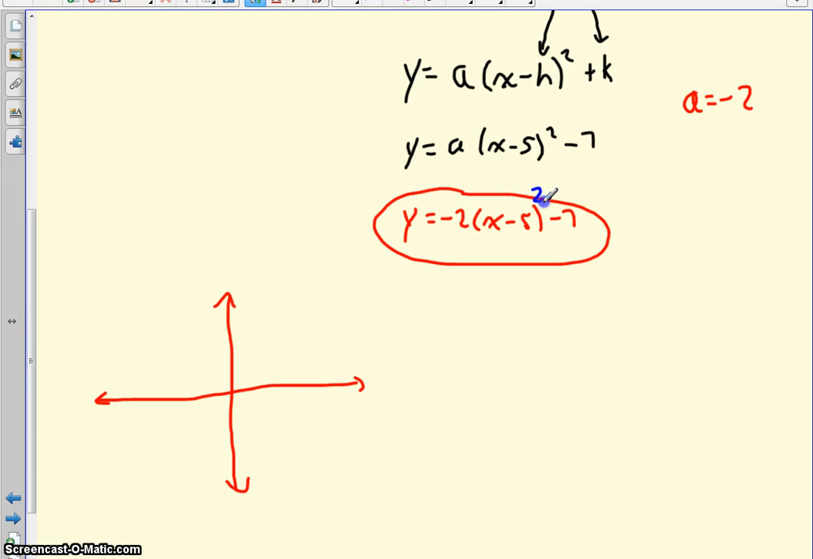Now I did miss my squared here, sorry about that. I know my vertex is at (5, -7), so I'm going to put that somewhere in the right quadrant. So 5 in the x, -7 in the y is somewhere down here.